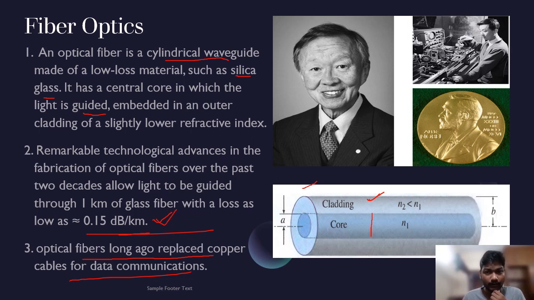In this figure, he is Charles Kao, and he won the Nobel Prize for his pioneering work on fiber optic communication.